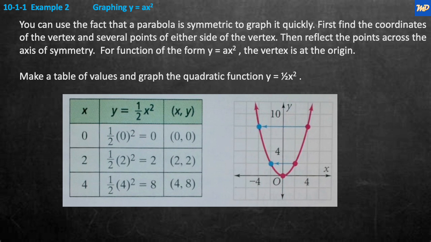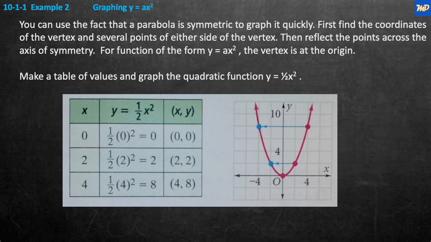First, find the coordinates of the vertex, and then several points on either side of the vertex. It doesn't matter which side you pick, because the other side is going to be reflected across. Then reflect the points across the axis of symmetry. For a function of the form y equals ax squared, that's what we're talking about here, the vertex is at the origin. There's nothing moving it. It's always at the origin when it's just ax squared.